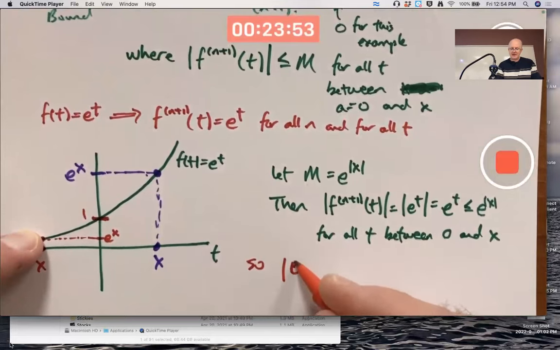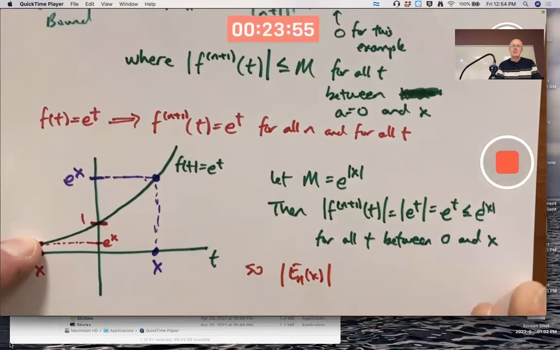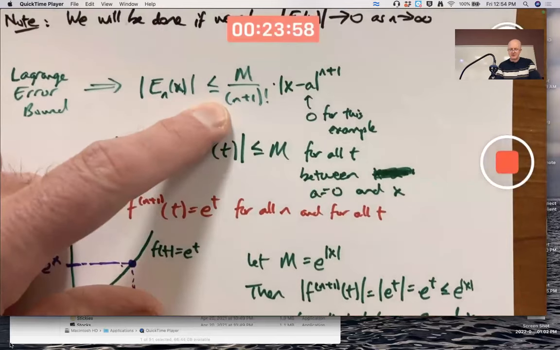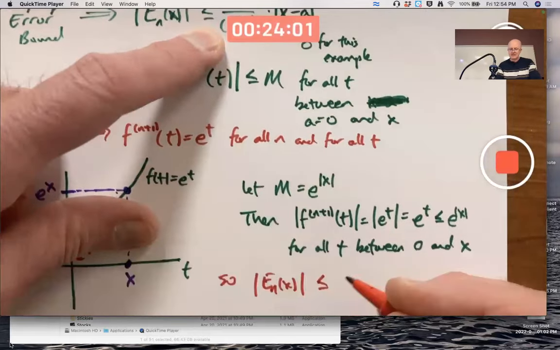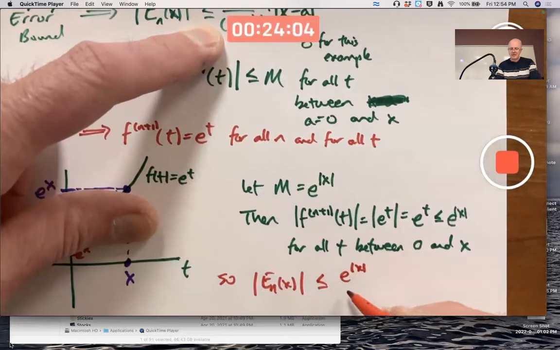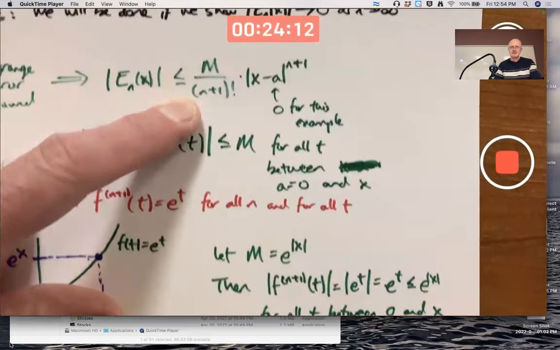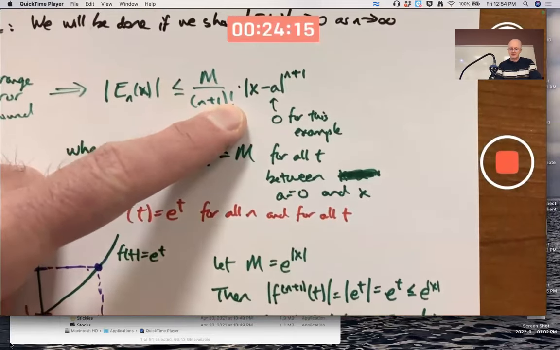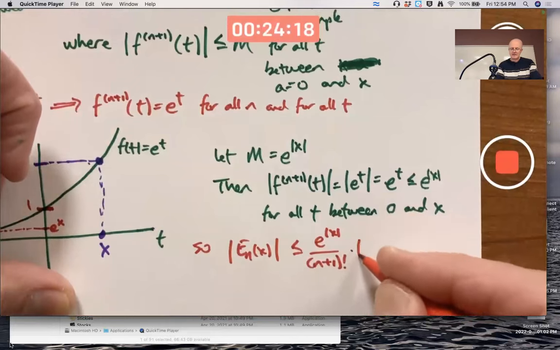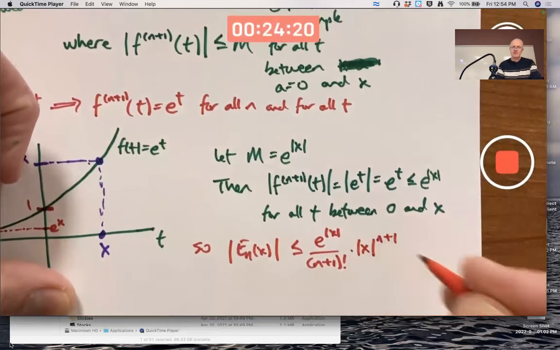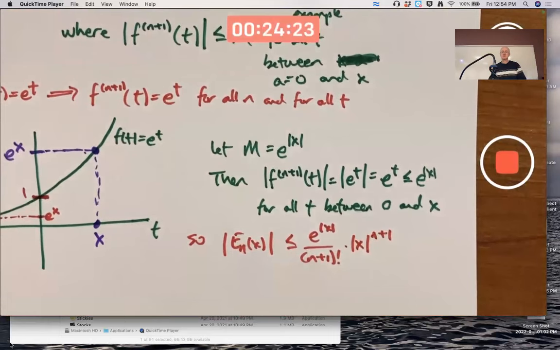I've gotten that the absolute value of the error, going back up here, is less than or equal to M, which is e to the absolute value of x, over, looking up here again, n plus 1 factorial, times absolute value of x to the n plus 1 power. Remember, x is fixed. So the question is, does this, for any fixed x, go to 0 as n goes to infinity? The answer is yes.